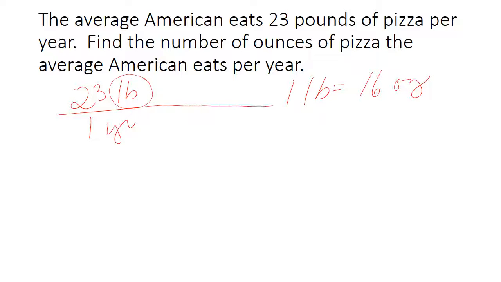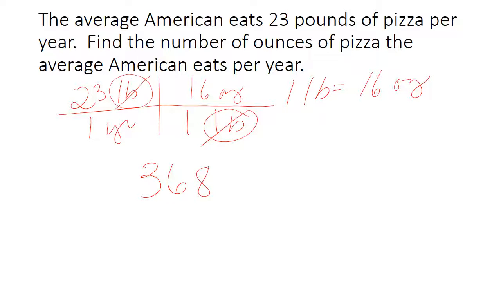So I'm going to multiply here. I need my pounds to be on the bottom, so I'm going to do 1 pound, and I'm going to do my 16 ounces on the top. My pounds are going to cancel, and that will leave me with ounces per year. So remember, I'm going to multiply across the top, multiply across the bottom. 23 times 16 is 368, and so then that would be ounces per year.